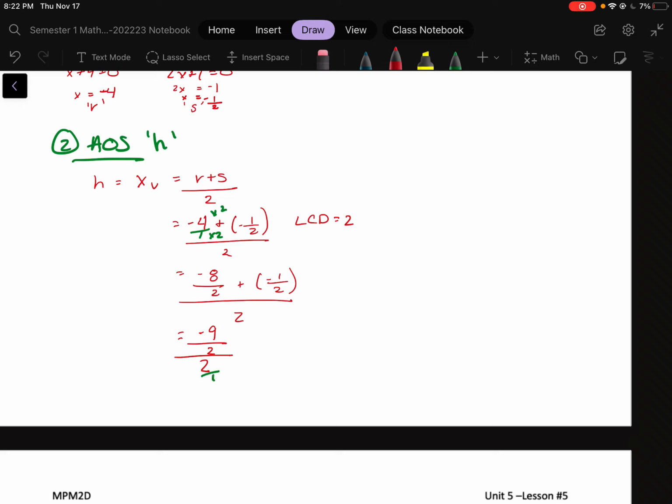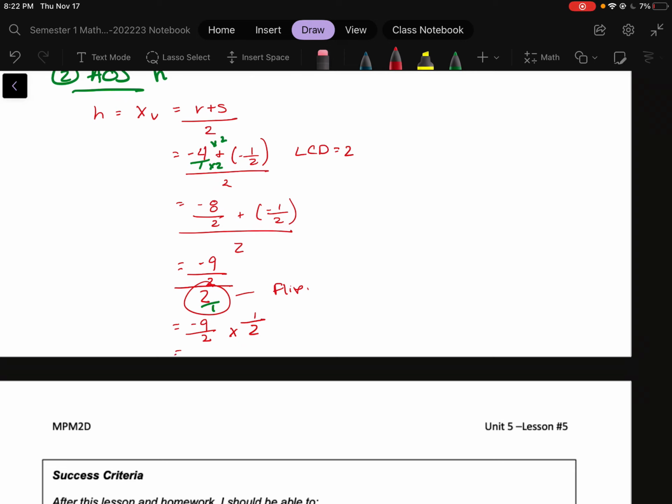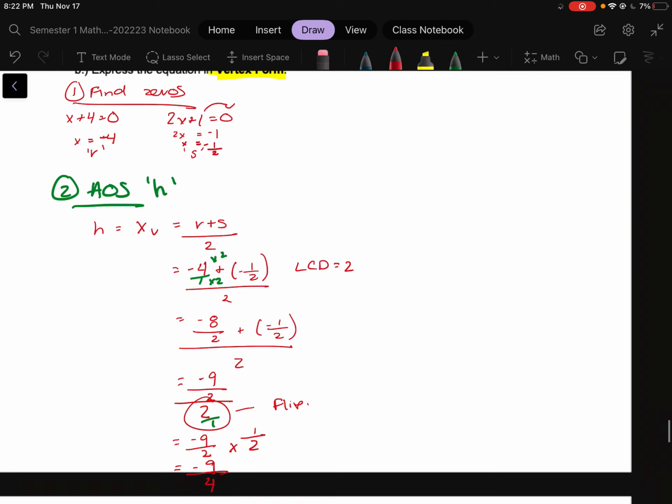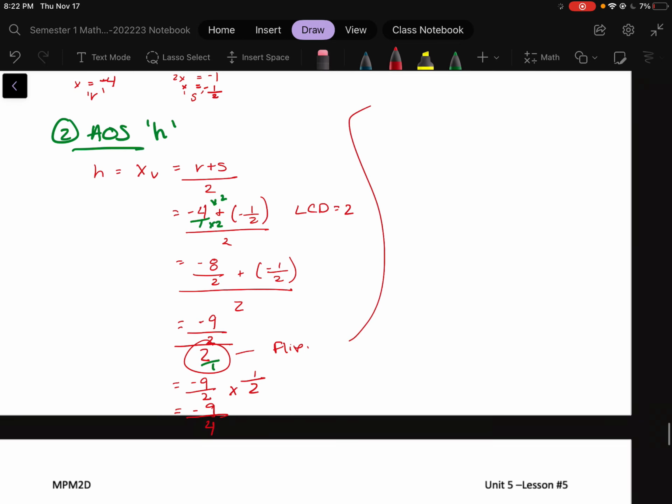And remember, in a fraction, it's always over 1. Okay, so in order to flip this, we're going to multiply the 2. So -9 over 2 times 1 over 2. So we're flipping. Okay, we have to flip this in order to divide. So if we're dividing fractions, we flip them and multiply, which will leave us with -9 over 4.